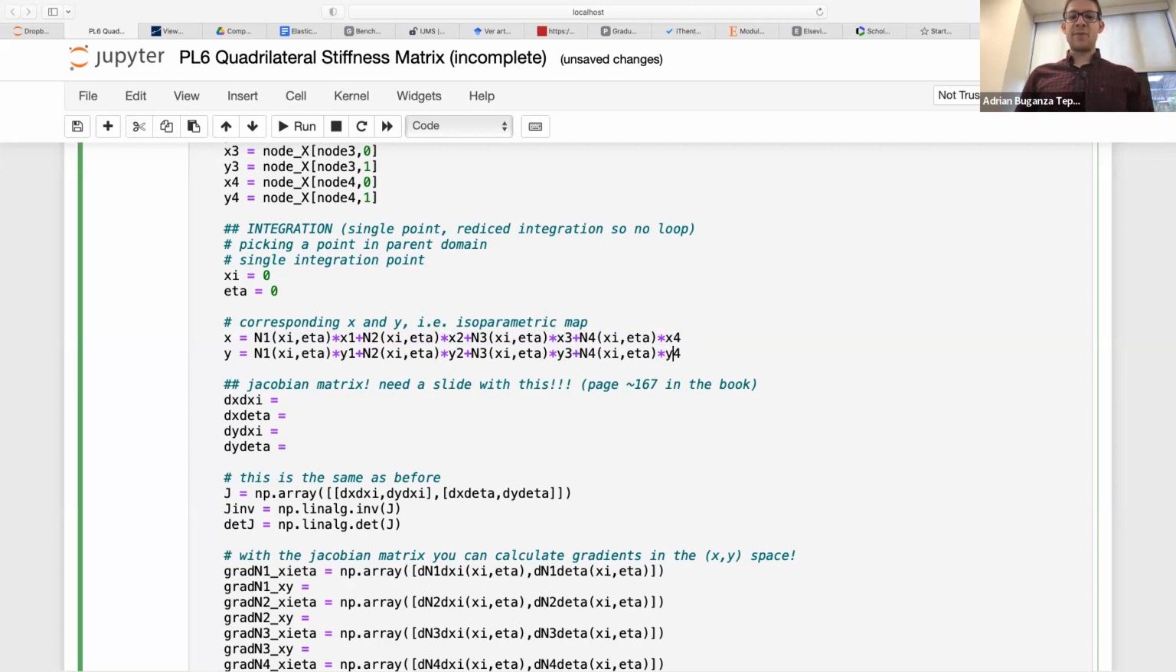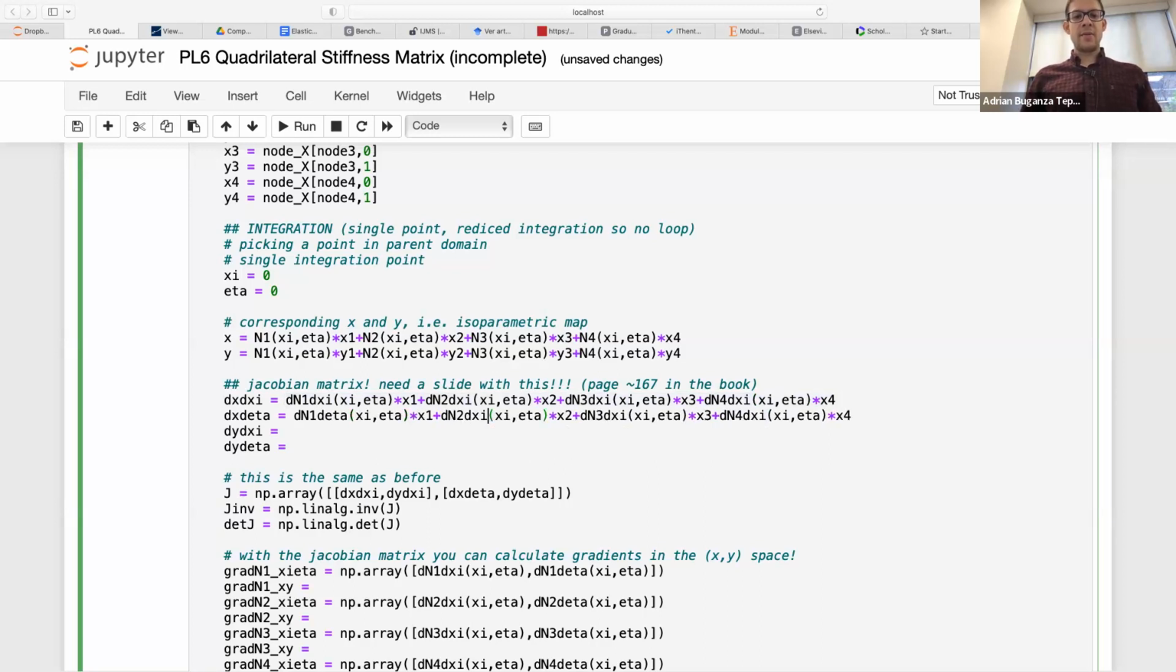But yeah, this doesn't change at all with respect to the previous one. For the Jacobian, dx d psi is just the derivatives of this with respect to psi. So this is just going to be dn1 d psi, dn2 d psi, dn3 d psi, dn4 d psi. And then the next one is the same, but with eta. So dn1 d eta, dn2 d eta, dn3 d eta. Then same, but with y's. So y, y, y, y.